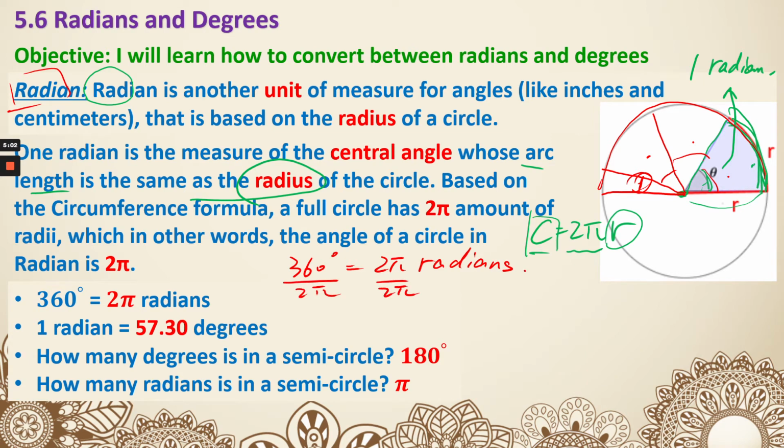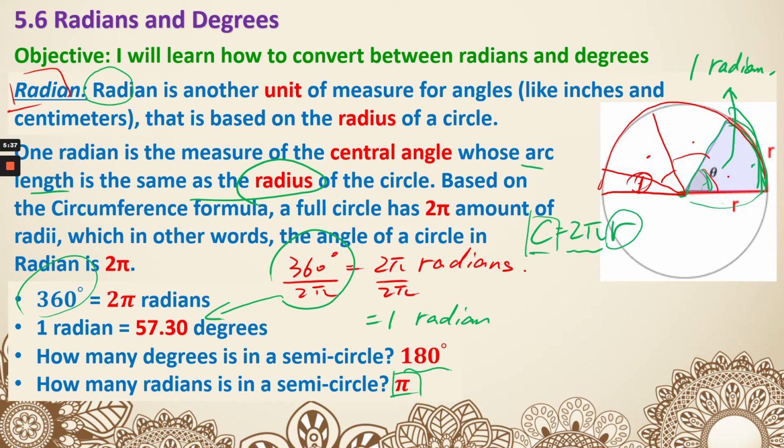That will give me the right side as 1 radian, and the left side would give me 57.30 degrees. So 1 radian is around 57.30 degrees. Next, how many degrees in the side of my circle? The side of my circle is like half of the circle. So it's half of 360, which is 180 degrees. And the last question, how many radians is in a semicircle? If 360 for a full circle is 2 pi, then half of that has got to be pi.